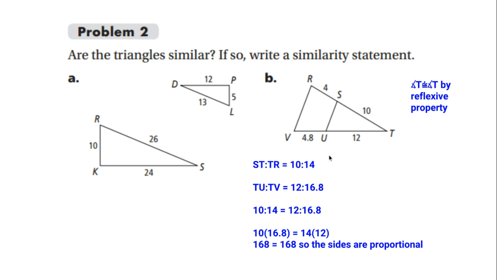Finally, notice that angle T is congruent to angle T because it's reflexive. They both use the same angle of T. Therefore, triangle UTS is similar to triangle VTR by the side-angle-side similarity theorem.